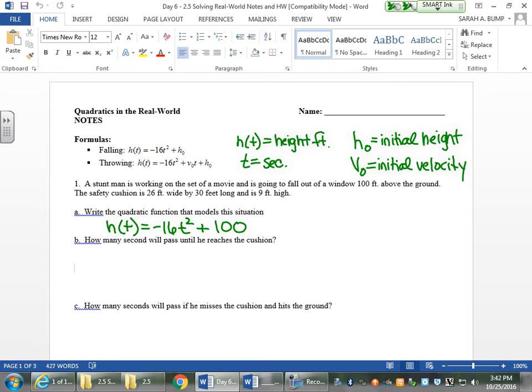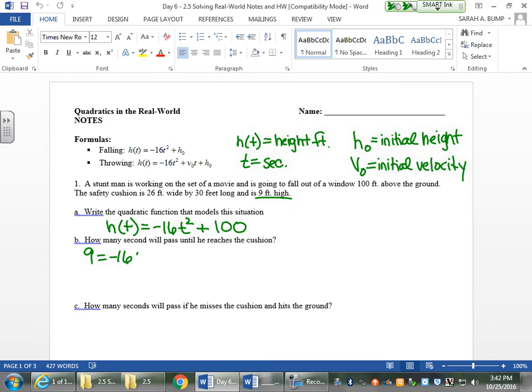So I don't know the seconds. We don't know t. So therefore, we have to sub in something for h of t, which is his height. When he reaches the cushion, we have to know his height. So let's look back to the paragraph for that information. His height when he reaches the cushion is 9 feet high. So 9 is going to go in for h of t.